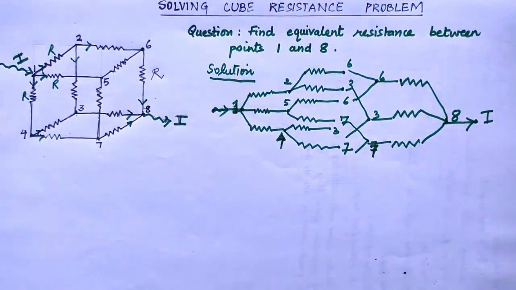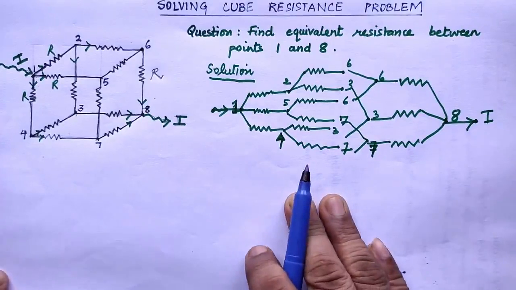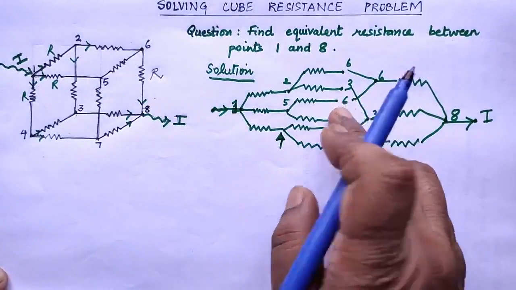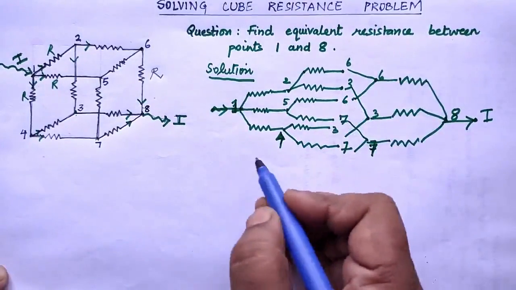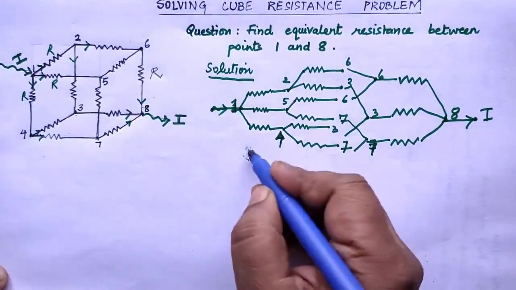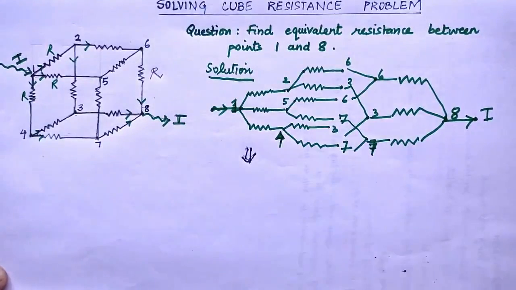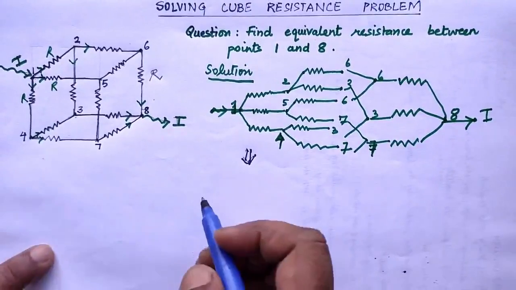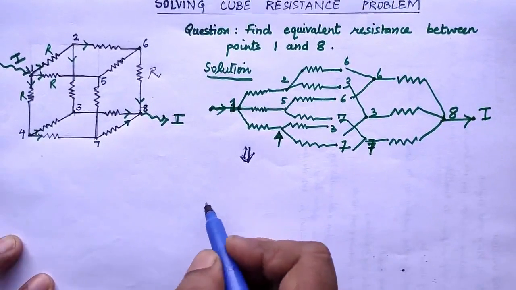Okay. So I think I can redraw it once more so that it is easier for me to solve. Let me draw it once again. This is now again redrawing the equivalent circuit. Okay, the equivalent circuit looks like this.